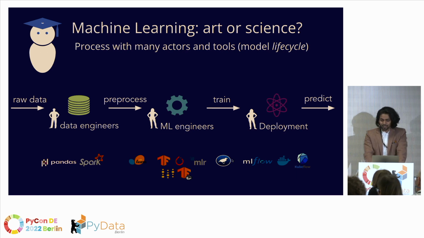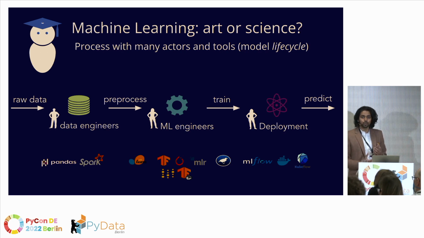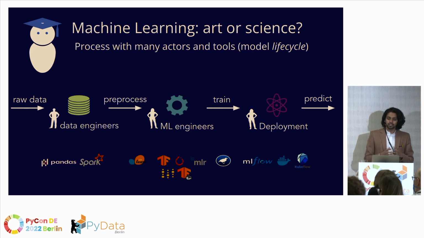But that's also a good example, because if I make a really good model in Weka, how would I ensure the reproducibility for somebody who doesn't even know what Weka is? And when you go to deployment, you have MLflow, you have Dockerized containers, you have Kubeflow. So this is basically a small life cycle of a machine learning model.